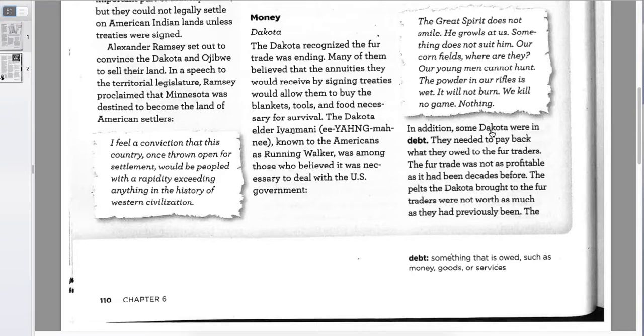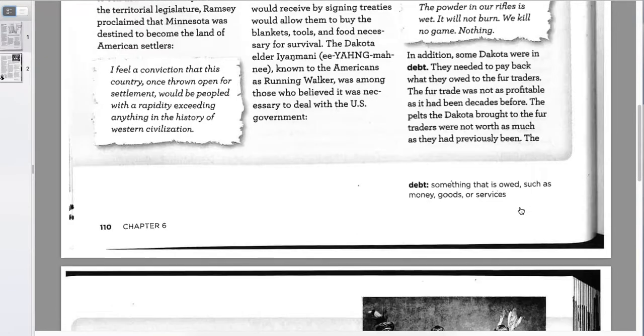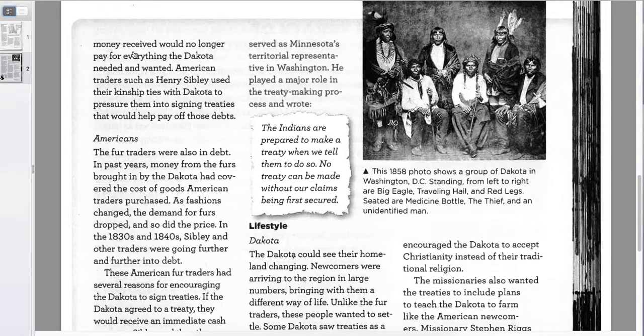In addition, some Dakota were in debt. They needed to pay back what they owed to the fur traders. The fur trade was not as profitable as it had been decades before. The pelts the Dakota brought to the fur traders were not worth as much as they had previously been. The money received would no longer pay for everything the Dakota needed and wanted.